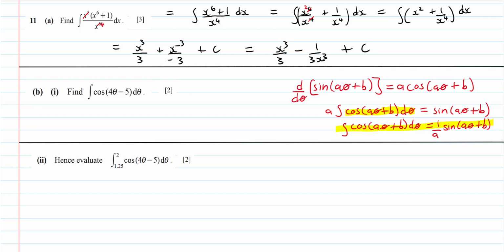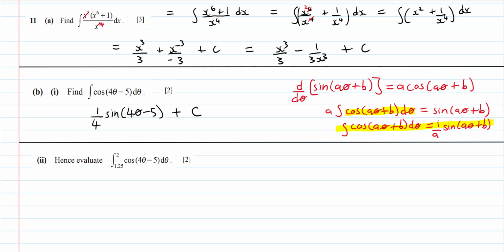So if we're integrating cos of 4 theta minus 5, well then our a in the formula is 4 and our b is minus 5. So therefore our integral is 1 over 4 times sine of 4 theta minus 5, and then we add in our constant of integration plus c. Okay, so that is 11b part 1.